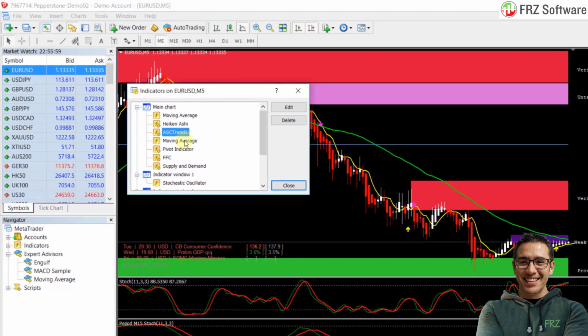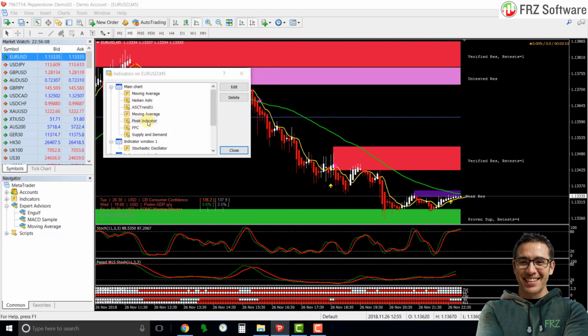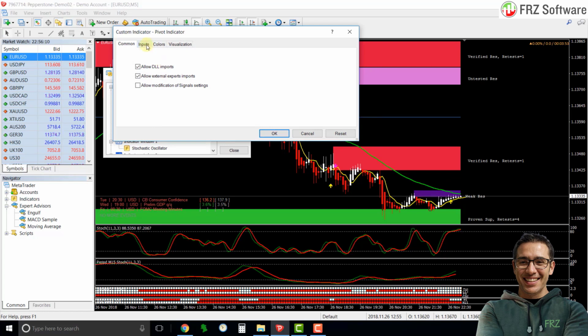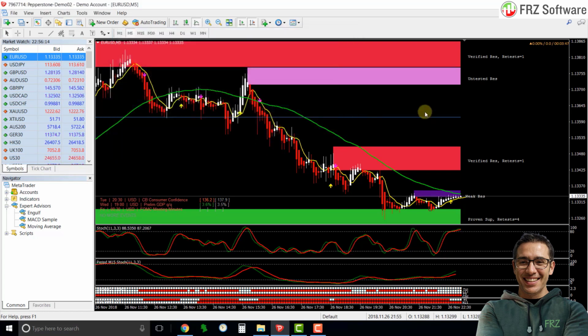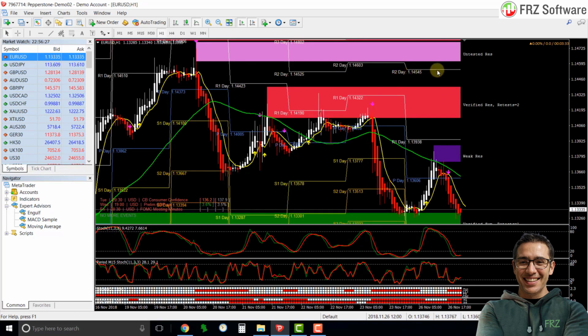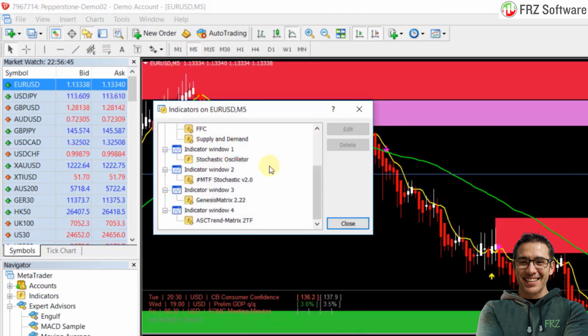Then we have another moving average, a 50-period moving average, which is in green. Then we have a pivot indicator that shows pivot lines. So if you look at this is a pivot line, and if we go to a higher time frame, you will see more pivot points. Here you can see pivot points more easily. Let's go back to the 5-minute chart, and then we have FFC.